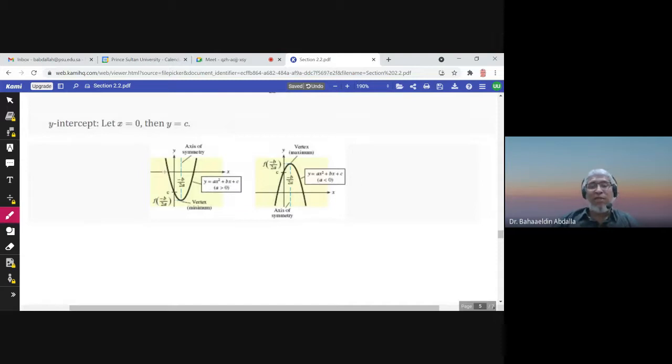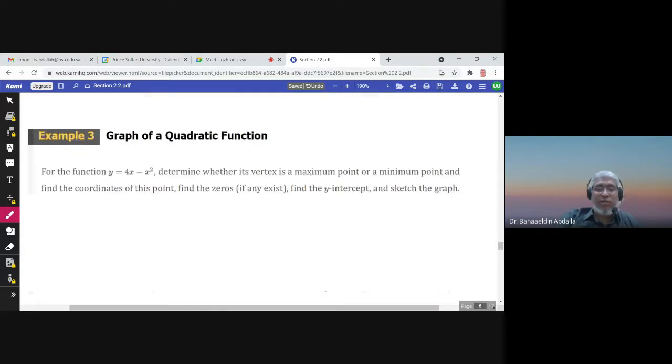If a is positive, this is the graph of the parabola. This is the axis of symmetry, and the vertex is negative b over 2a and f of negative b over 2a. If a is negative, the parabola will open downwards and the vertex would be the maximum point.